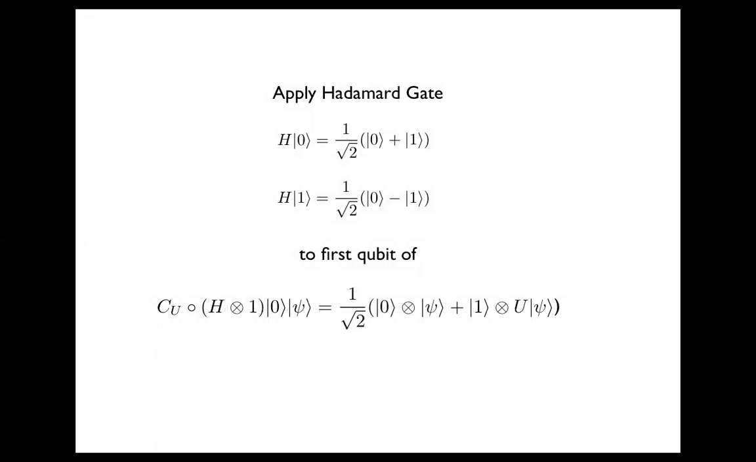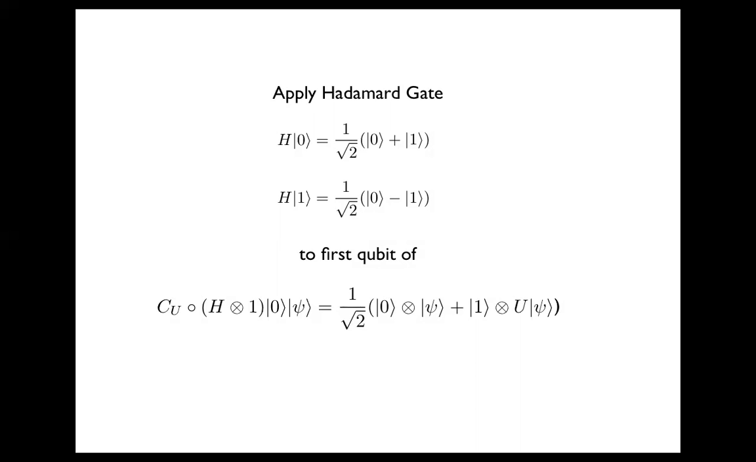So let's actually look at the algebra of that so you see how this works. The H is called the Hadamard, and that's a little unitary matrix. You can see what it does. It takes the 0 element to the sum of 0 and 1, and it takes the 1 element to the difference between 0 and 1.